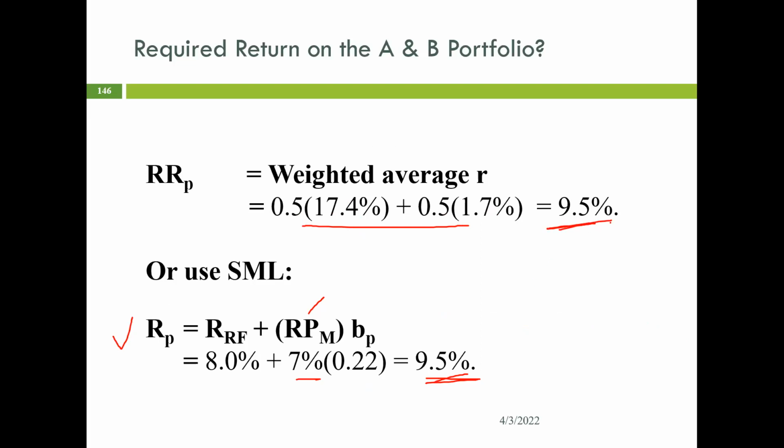Then look, both the weighted average and the SML are giving the same one. So therefore that portfolio is fairly priced. That portfolio is fairly priced according to its market risk or the beta risk. So likewise, you can apply the CAPM.